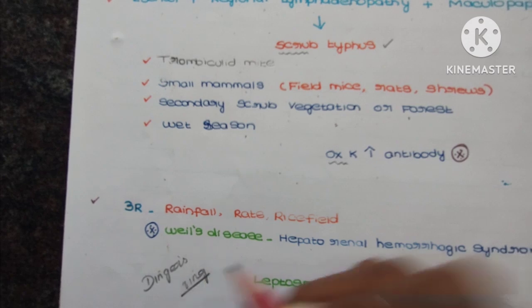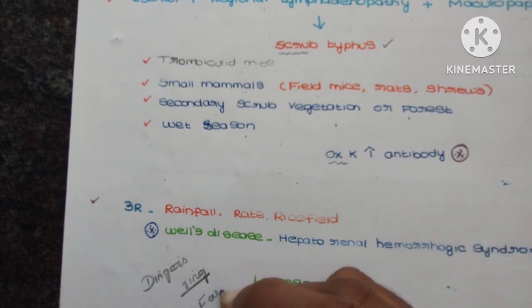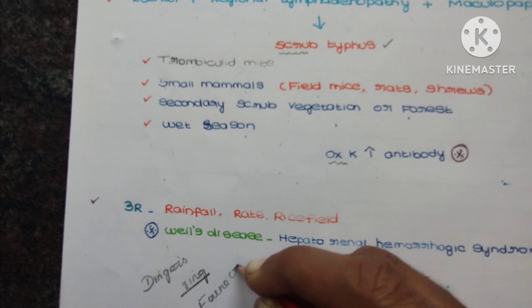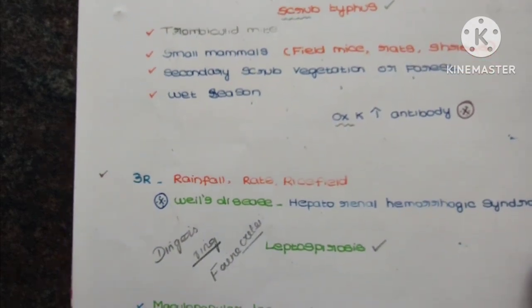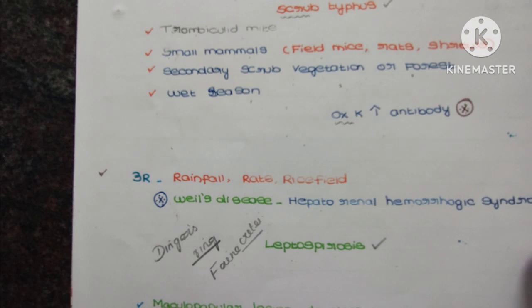So one point you want to remember, and then there is Faine's criteria. Just remember the name itself. Faine's criteria is for leptospirosis. It is nothing but for the clinical, epidemiological, and lab diagnosis of leptospira.